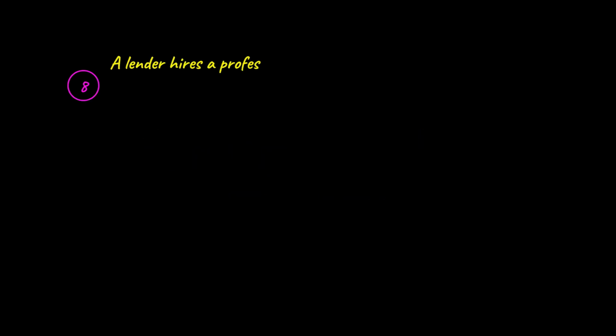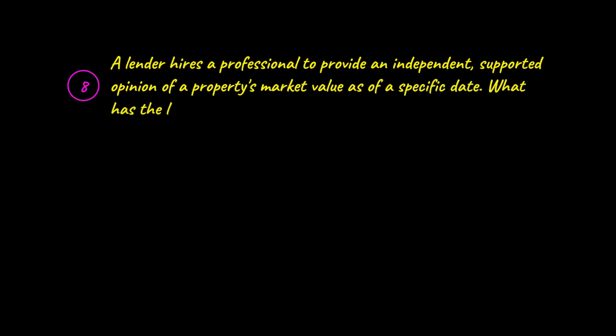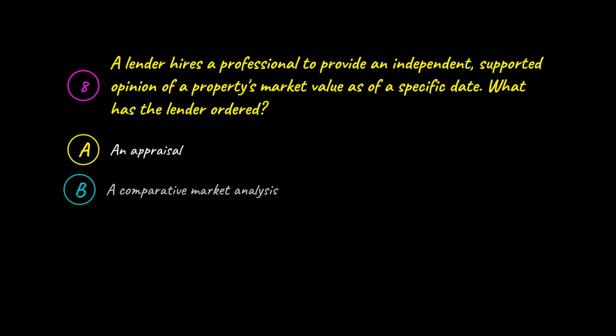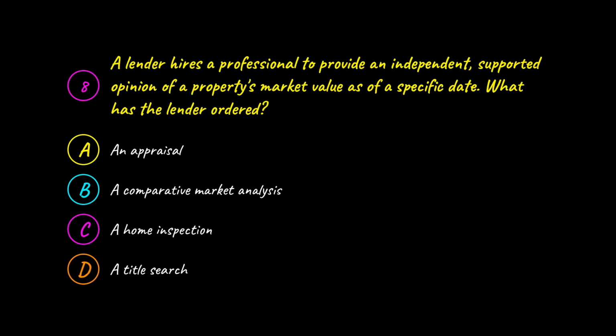Question 8. A lender hires a professional to provide an independent, supported opinion of a property's market value as of a specific date. What has the lender ordered? Your options are A. An appraisal, B. A comparative market analysis, C. A home inspection, D. A title search. Got a guess? Lock it in.